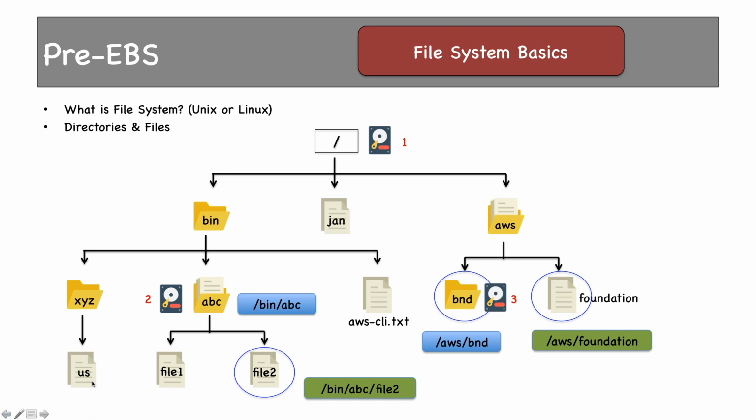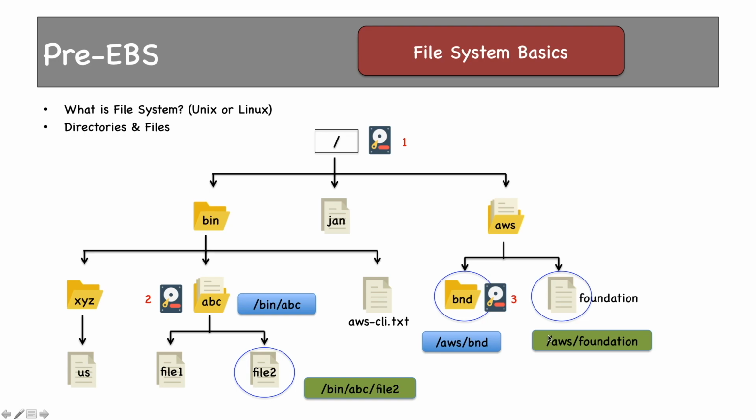So what Unix does is, if you are storing this file, it will check whether its directory or the file system which this file belongs to has any hard disk attached to it or not. In this case, there is no hard disk attached to the XYZ file system. It will go to its higher level, which is bin. It also does not have any hard disk attached to it. Then it will jump one level higher, which is root. So root has a drive attached to it. So this file would be stored in drive number 1.